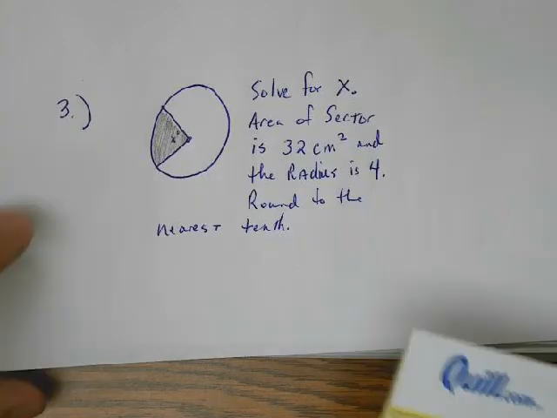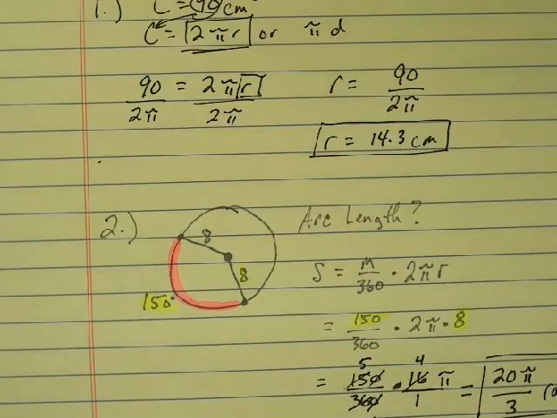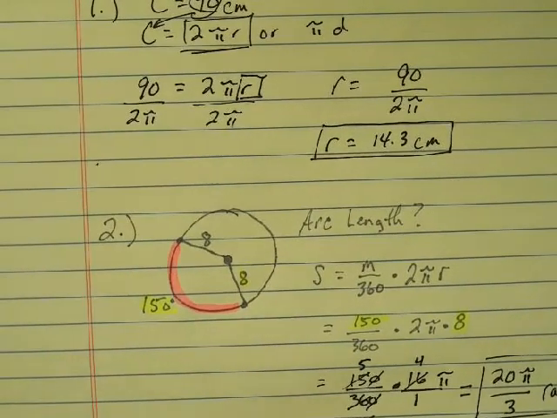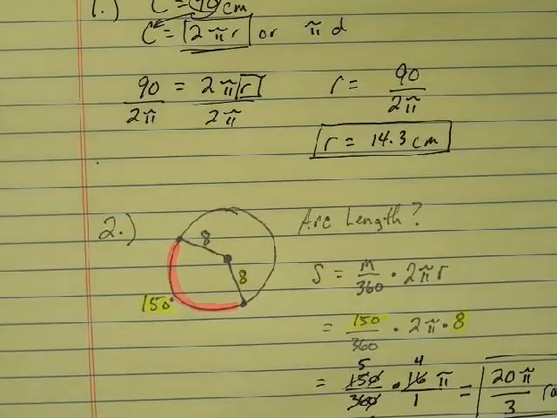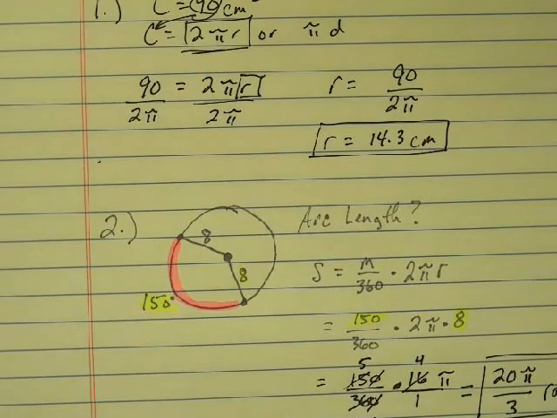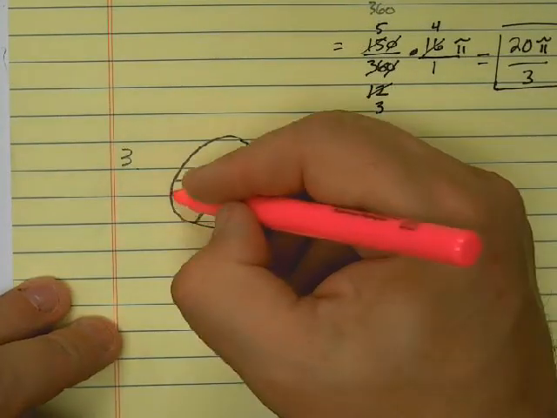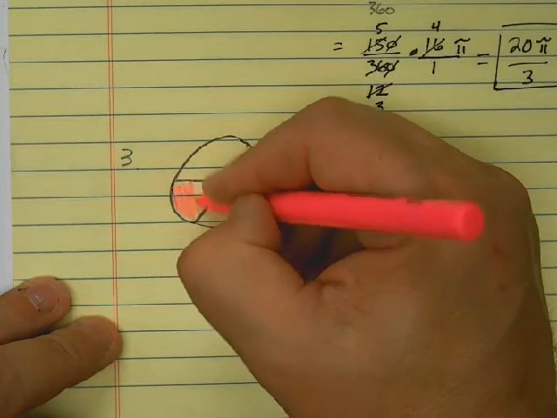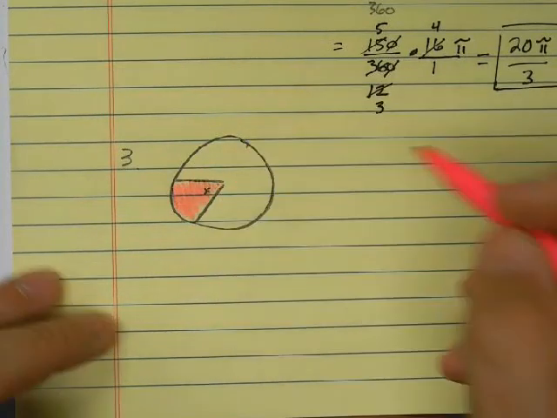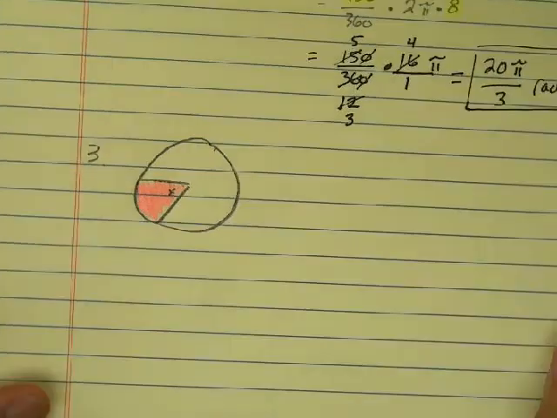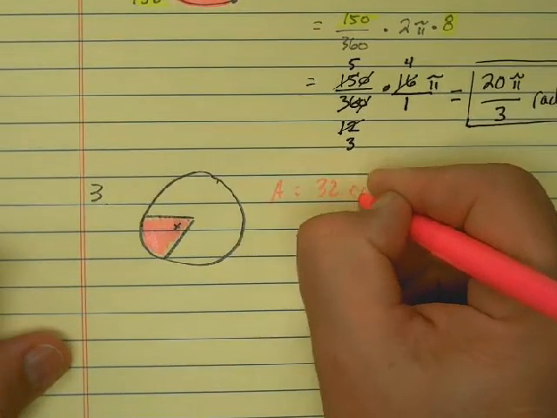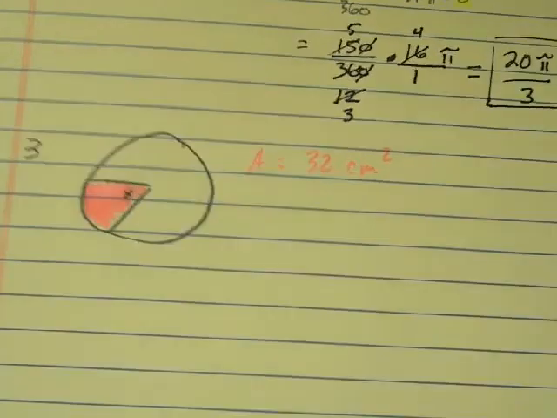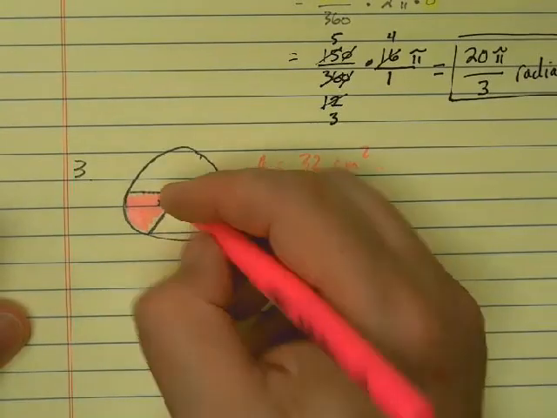Okay, so let's see. How in the world do we do this? We want to solve for x. Let me recreate the problem. So we've got a circle. Ooh, that's not a very good one. I've done much better, but oh well. We got a circle with x. We want to find the sector. Well, we don't want to find the x. We solve for x, but we know that the area of the sector has a value. Area is 32 centimeters squared. And the radius is 4.